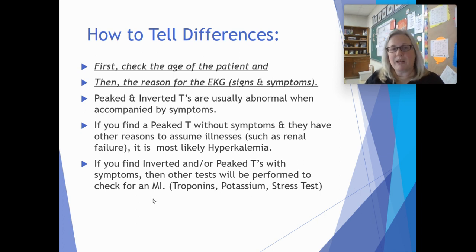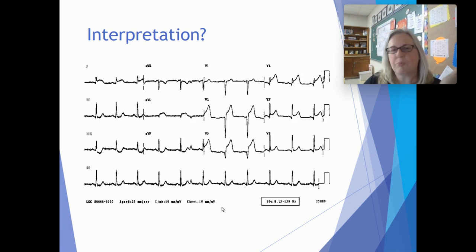You find inverted or peaked T's with symptoms, older person, symptoms happening, symptoms today, yesterday, 2 days ago, we're going to test troponins, potassium, and potentially a stress test if those troponin levels come back negative. Can't stress them if their heart's already had stress to it. We don't want to add more stress, so we won't do that. We won't stress them after they've had some sort of damage to the heart, obviously. All right. So let's just practice. This is just practice now.